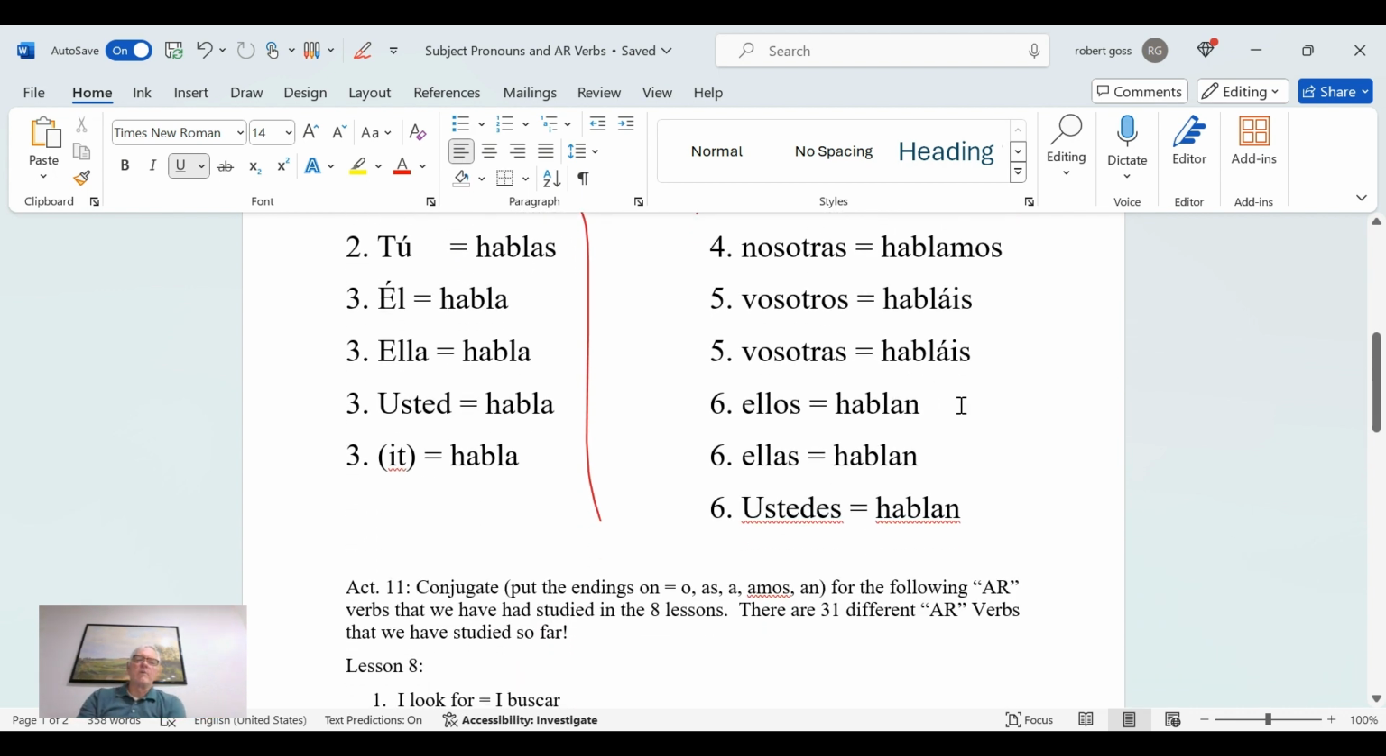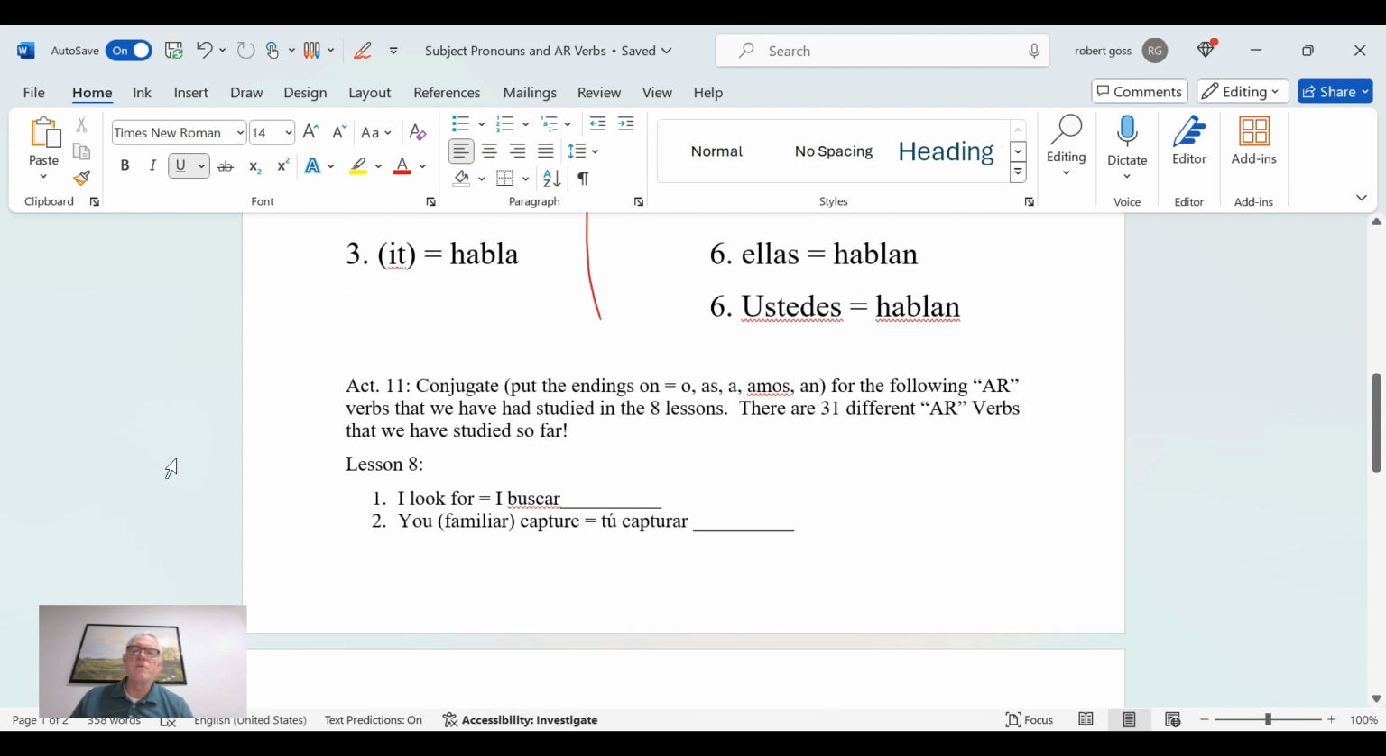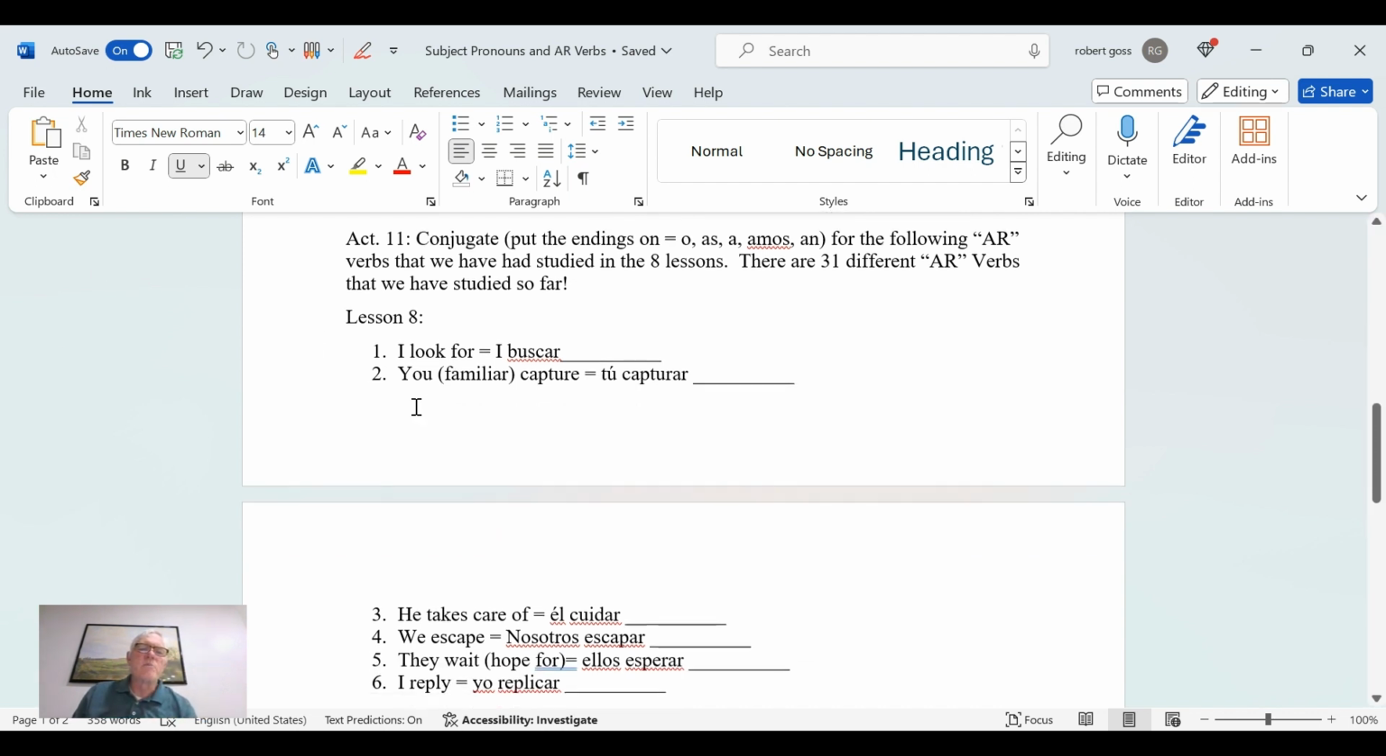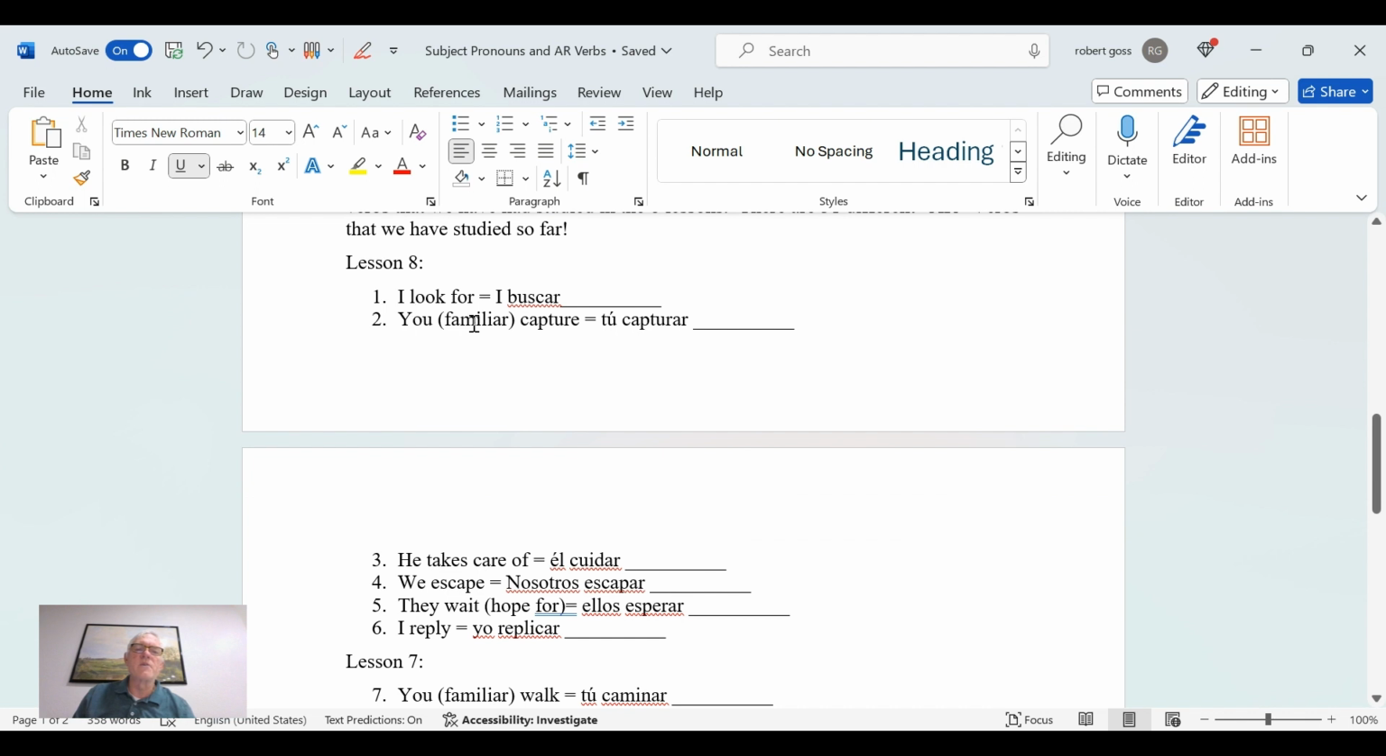Okay, well, we're going to do an activity right here where I'm going to give you different verbs. A lot of them you don't know. These are some verbs that we would find in our lessons with the jokes and that are AR verbs. And so, number one in lesson 8, we could say, I look for. That's how we'd say it in Spanish.